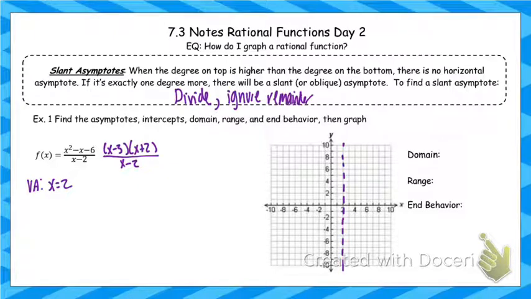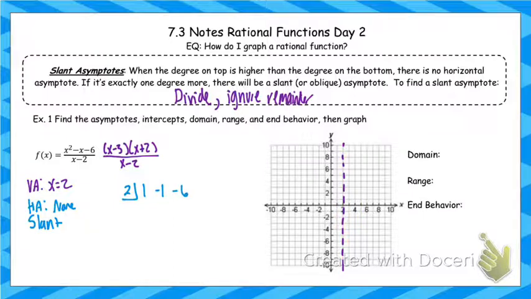Okay, then we'll do horizontal asymptote. Well, top heavy, there's none. But it's 1 degree more, so there is a slant asymptote. So what we're going to do is take x squared minus x minus 6 and divide it by x minus 2. Well, this is a case where we can use synthetic division. So remember, if we're dividing by x minus 2, 2 goes in the box.